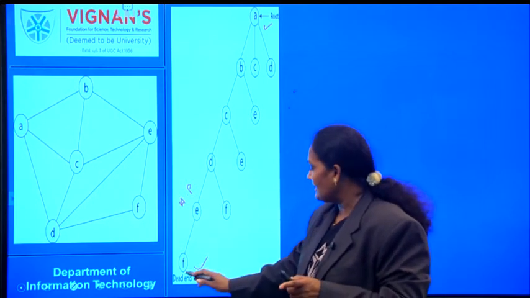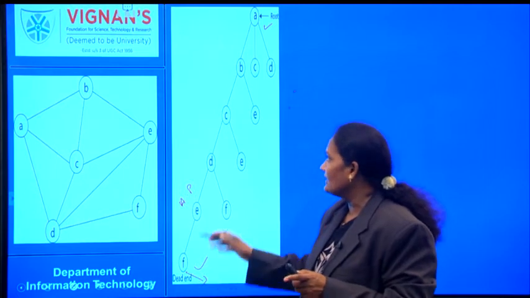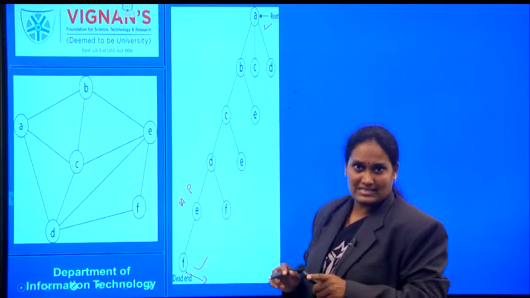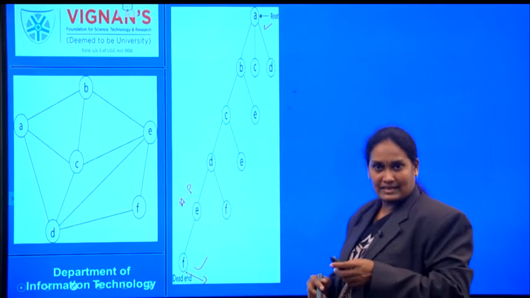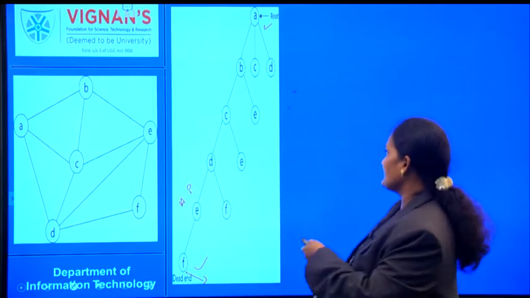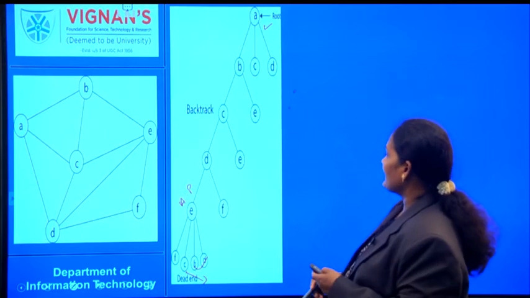If there is an edge from F to A, then it becomes a Hamiltonian cycle. So in this path, we are not getting a Hamiltonian cycle. So we are backtracking the process. In the backtracking process, what are we considering?